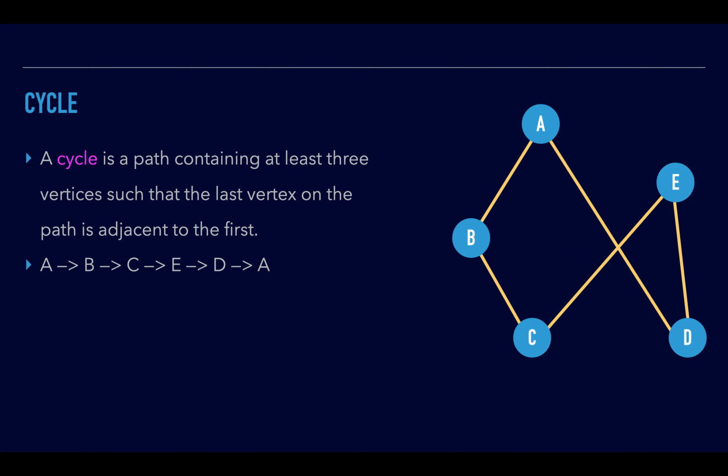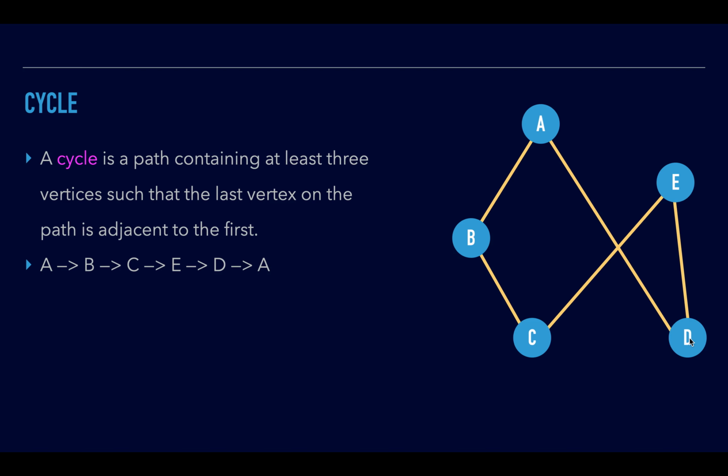The next one is cycle. This definition of cycle is different from the definition of loop. A cycle is a path containing at least three vertices such that the last vertex on the path is adjacent to the first. Suppose I trace a path from A to D, so I have A to B, then B to C, then C to E, then E to D.